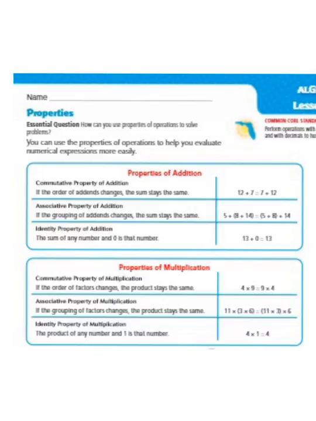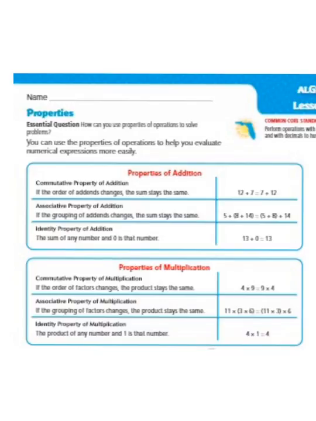We also have the associative property of multiplication, which says if the grouping of factors changes, the product stays the same. For example, if we look over here, we have our 11 times parentheses 3 times 6 parentheses, and if we solve that and get our product, our answer is going to be the same as moving our parentheses around the 11 times 3, then times 6.